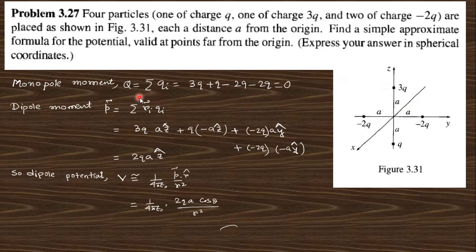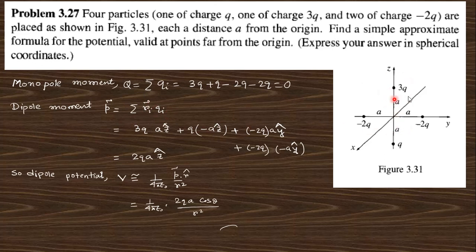So the total monopole moment can be written as the total charge of this system, which is nothing but 3q plus q minus 2q minus 2q, which finally gives you 0. So the total monopole moment is 0, and the dipole moment is the summation of qi ri.